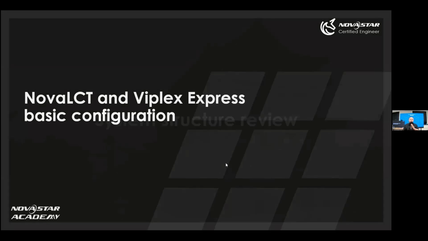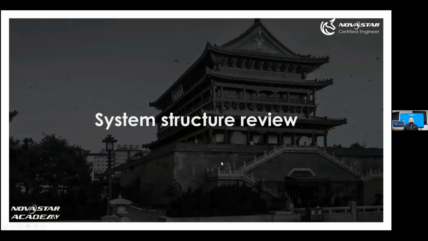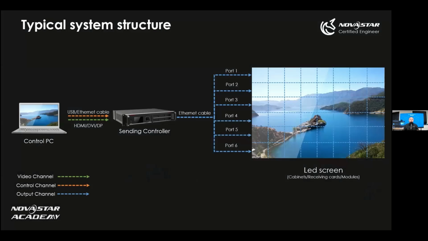Okay, let's go on. Every time we use NovaLCT, we should first make sure we have the correct hardware connection. Here is the typical system structure. If you already joined the training before, you can see this is the computer, this is the sending controller, and this is the screen.